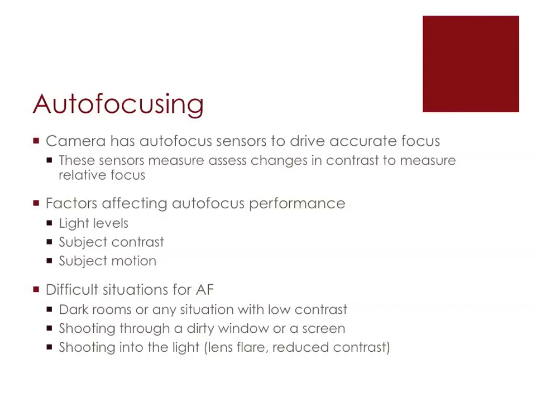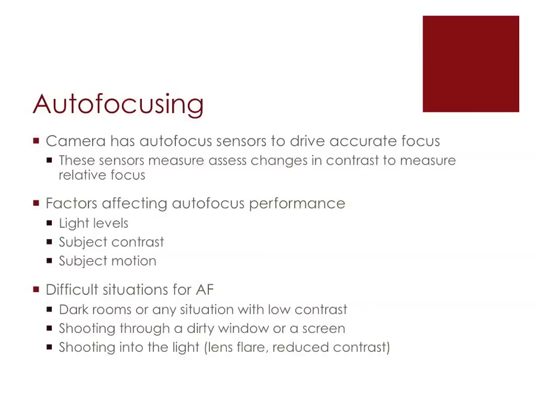So your camera has a completely separate autofocus system that's dedicated to autofocusing. That's completely different from your metering system, which is for your exposure. The thing I want you to understand is that it uses changes in contrast to measure the focus. So what it's looking for is changes in contrast.